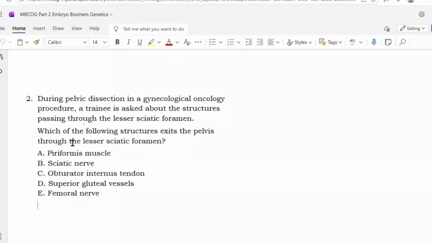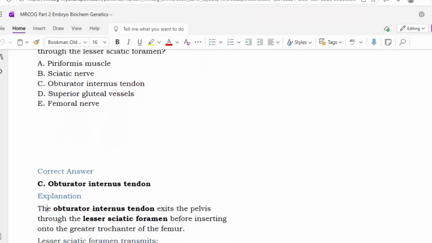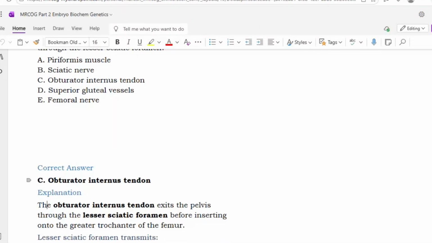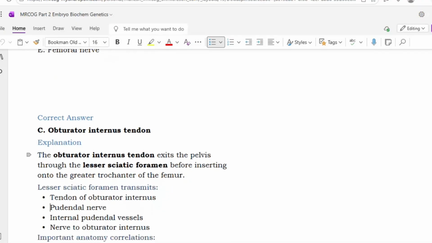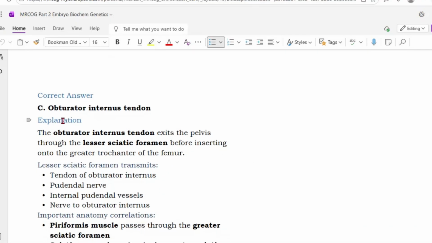No, the superior gluteal vessels do not pass through the lesser sciatic foramen. The only structure which passes through the lesser sciatic foramen is the obturator internus tendon. The obturator internus tendon exits the pelvis through the lesser sciatic foramen before inserting onto the greater trochanter of the femur. The lesser sciatic foramen transmits the tendon of obturator internus, the pudendal nerve, the internal pudendal vessels, and the nerve to the obturator internus. So the question may be framed from this also. That is why I am covering the explanation also.